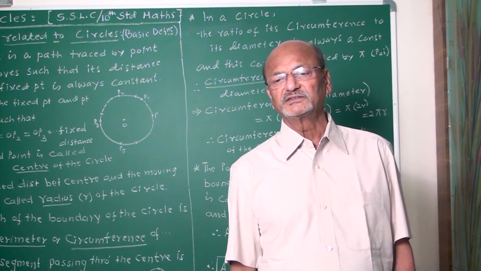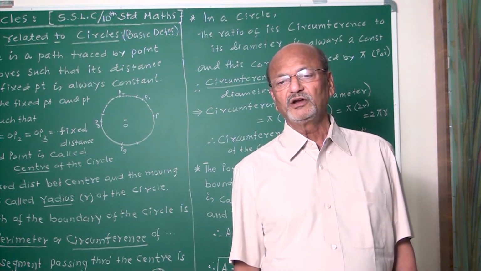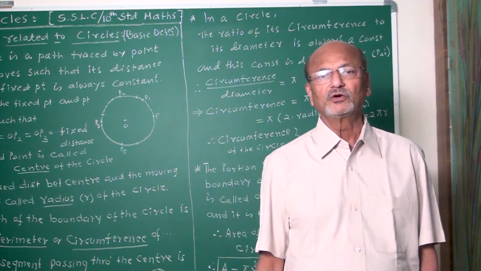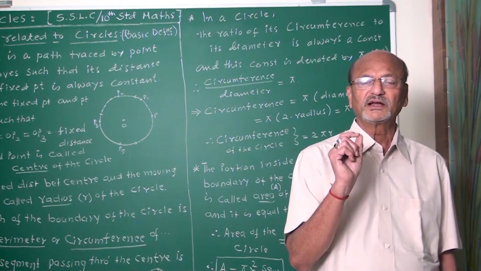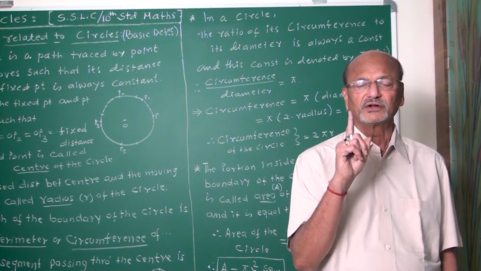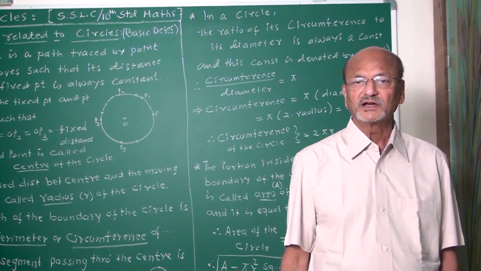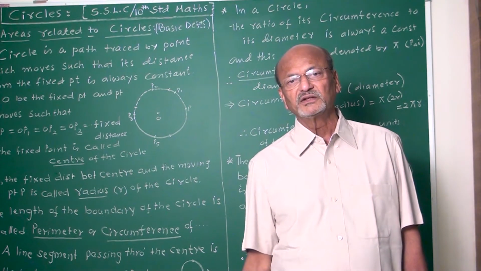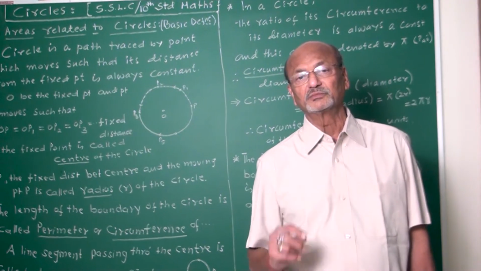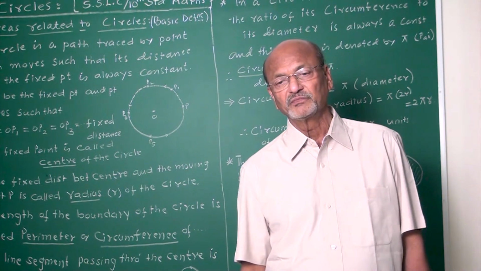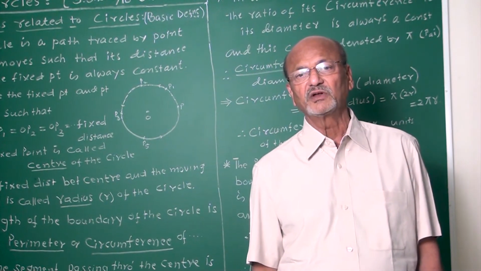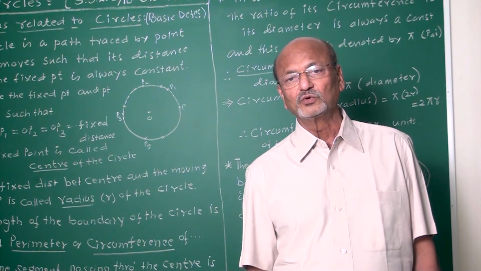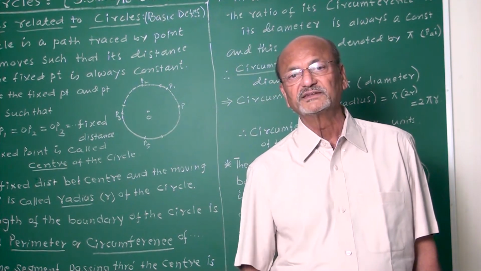Then, my friends, I have done examples related to exercises 4.1 and 4.2. The examples in 4.1 are mainly based on the first theorem: the radius is perpendicular to the tangent. Then the examples in exercise 4.2 are based on both theorems, the first theorem as well as the second: the radius perpendicular to the tangent, as well as the lengths of tangents from the external point to the circle being equal.